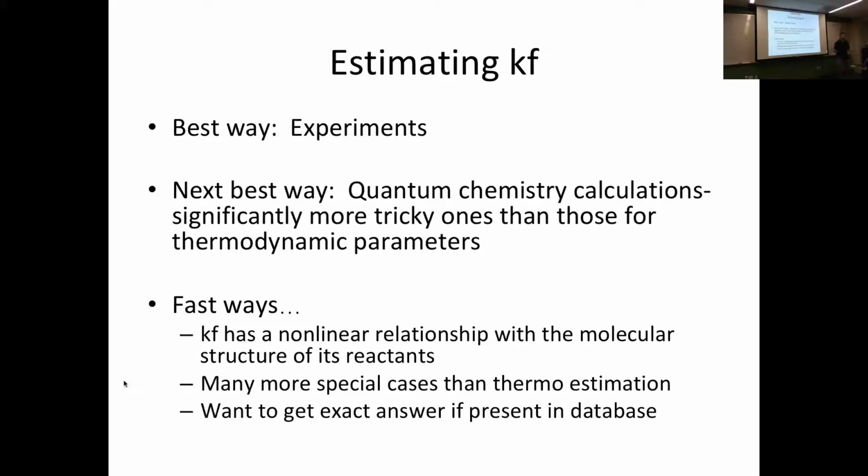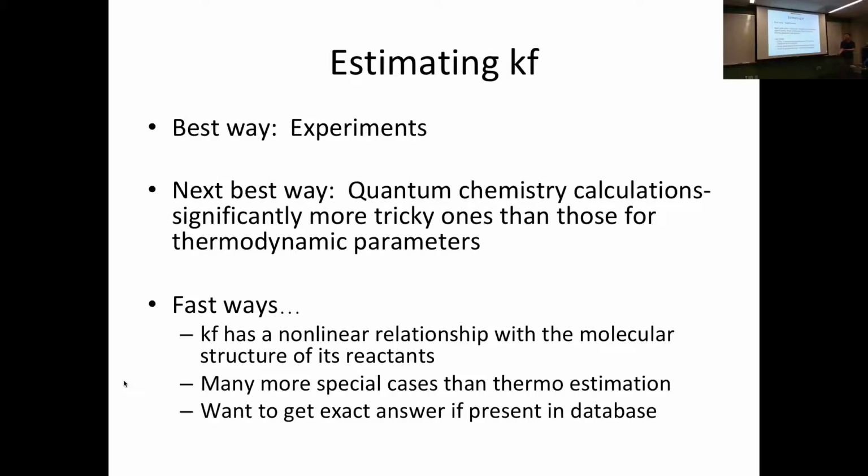But it's important to know that it's a lot more tricky to do quantum chemistry for rates than it is to do quantum chemistry for thermo, because you have to find the transition state. There are a whole bunch of issues related to that. But those are long ways, and a lot of the time these require human intervention too. And so we need fast ways.